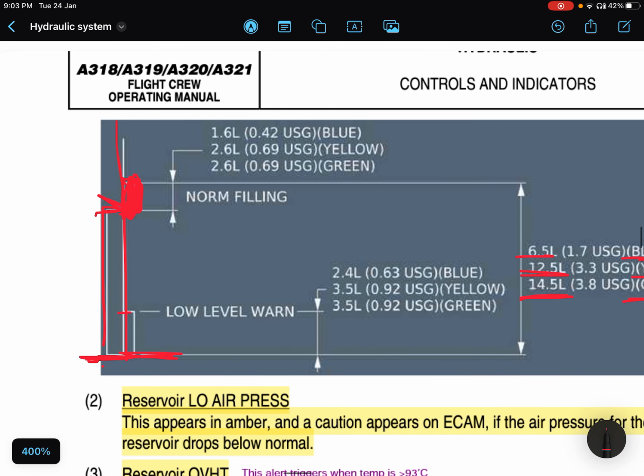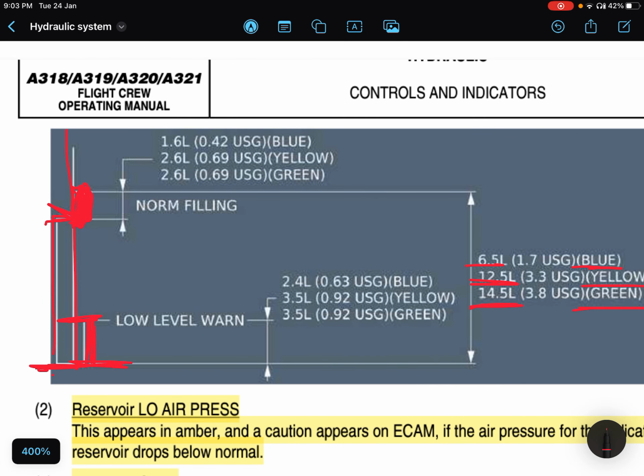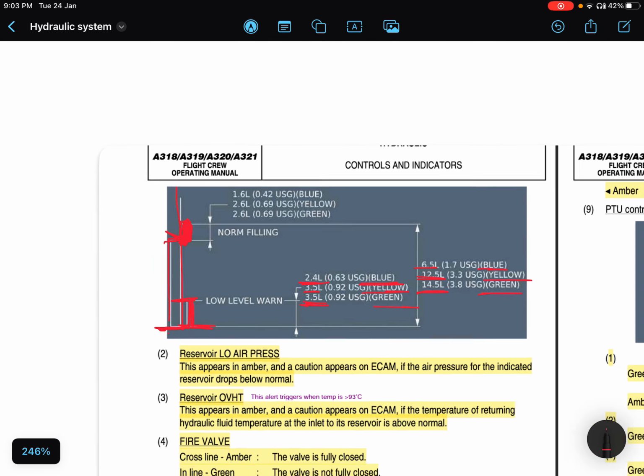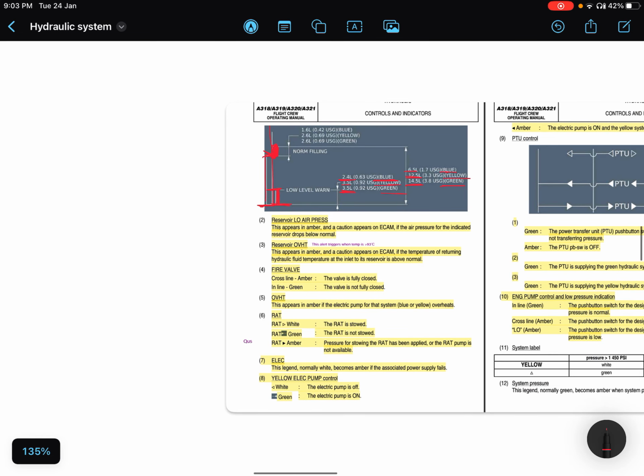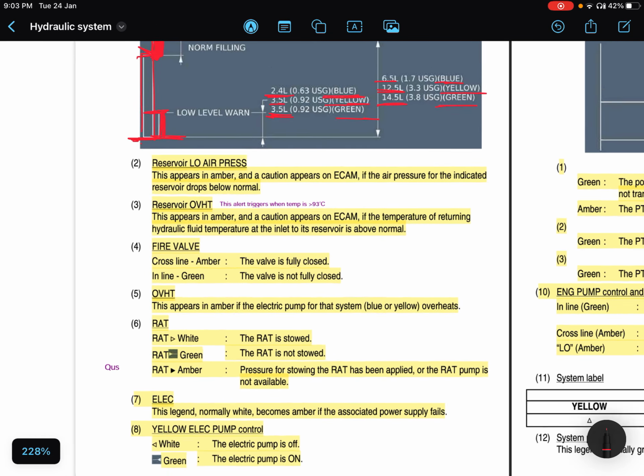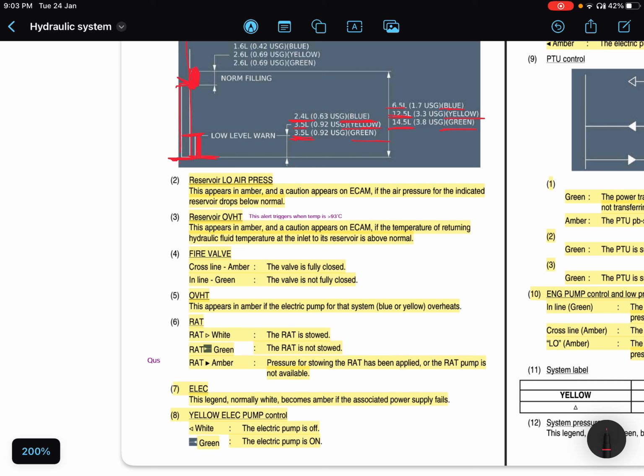What are the low level warnings? It is 3.5 for green, 3.5 for yellow, and 2.4 for the blue system, right? Okay, now you know how much quantity these reservoirs hold.